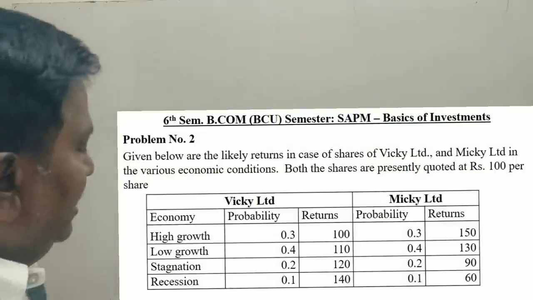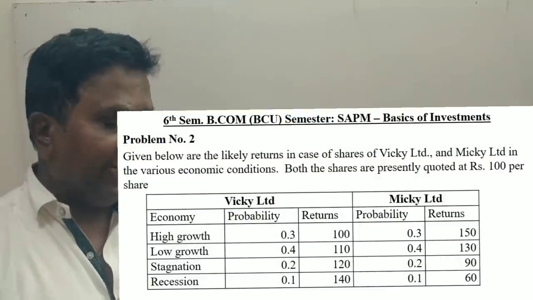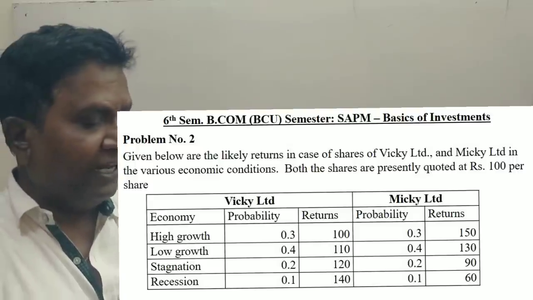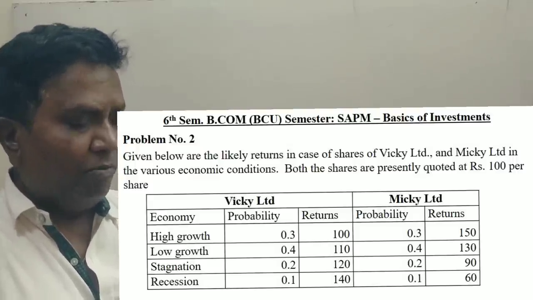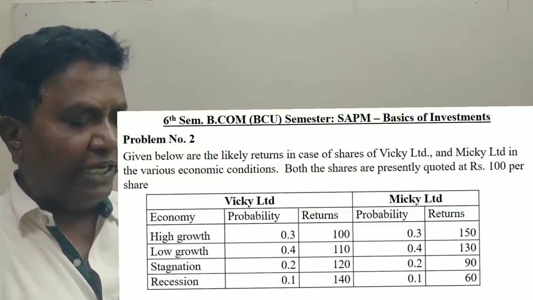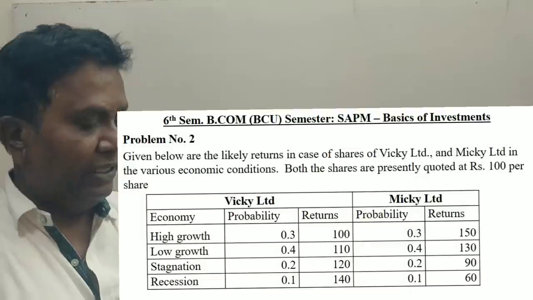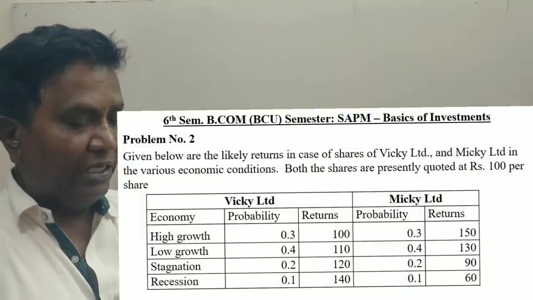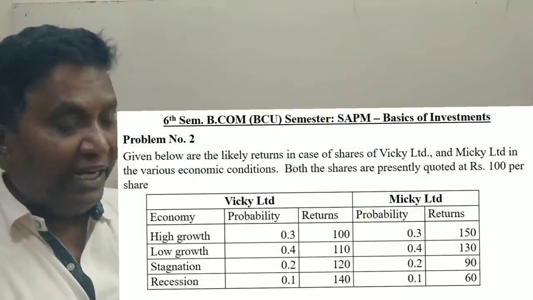I'll read out this question. Given below are likely returns in case of shares of Wiki Limited and Mickey Limited in various economic conditions. Both the shares are presently quoted at 100 rupees per share. Wiki Limited has got the probability and returns. Mickey also got a probability and returns.